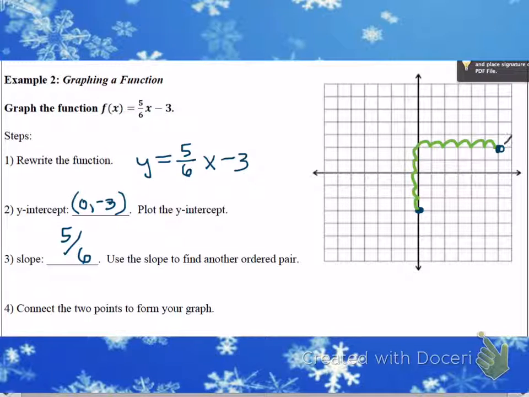And then I just connect the 2 points, creating a line that represents all the solutions to that equation. Again, this is a function, just to review, because it passes the vertical line test. As I pass a vertical line across the coordinate plane, it only ever hits one point at a time.